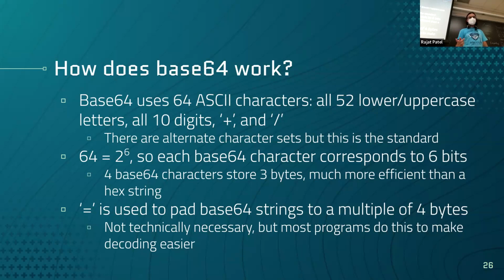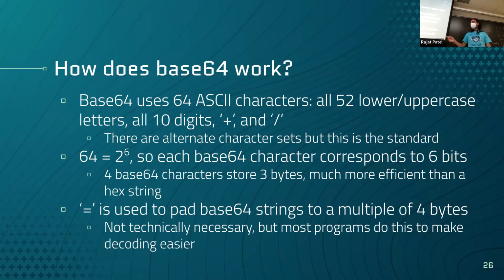So 64 is 2 to the 6th. So each base 64 character corresponds to 6 bits of binary. And that means 4 base 64 characters store 3 bytes, as compared to you would need 6 characters to store 3 bytes for a hex string. So it's much more efficient than a hex string.